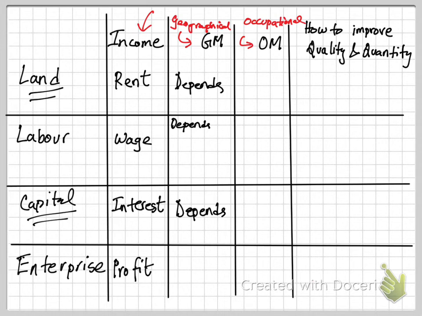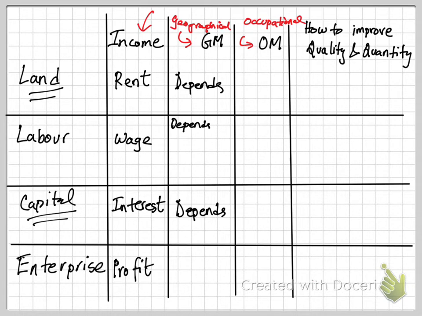So if a country has very good living conditions all over the country, then in that country, labor has a very high geographical mobility. But if in a country there's only one city where there's very good education, very good healthcare, very good opportunities, that place will have a very high geographical mobility, but in the rest of the country, labor has very low geographical mobility. So that also depends on a lot of things. And enterprise is more or less the same.